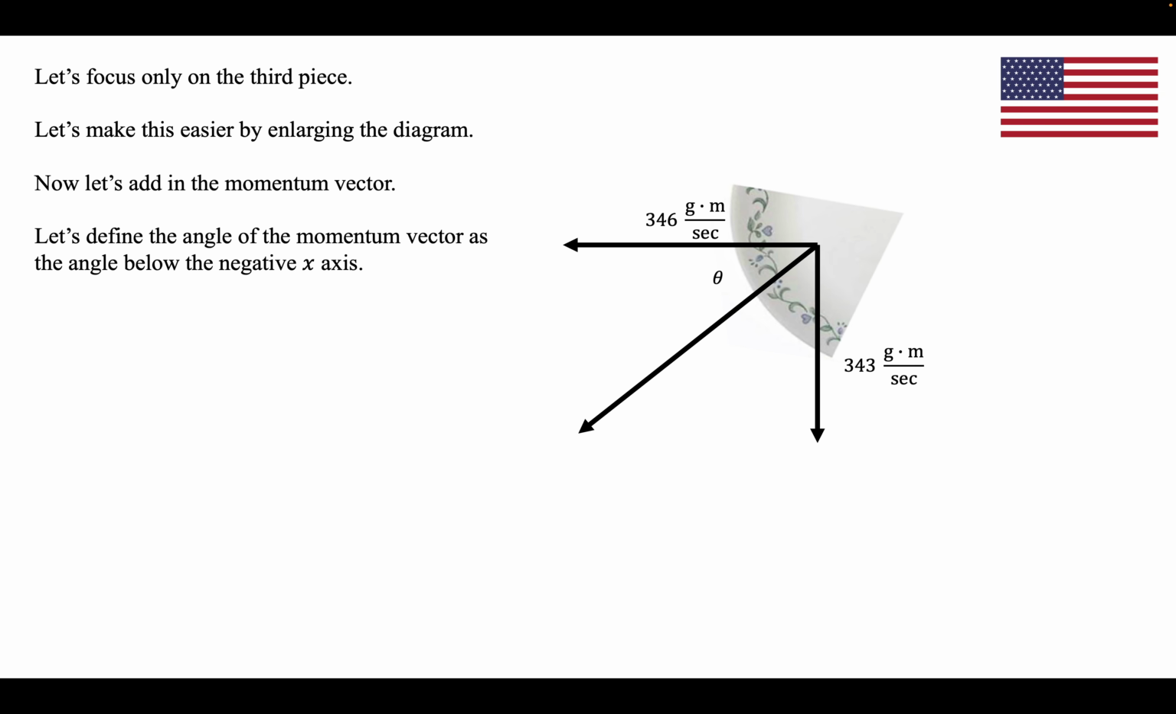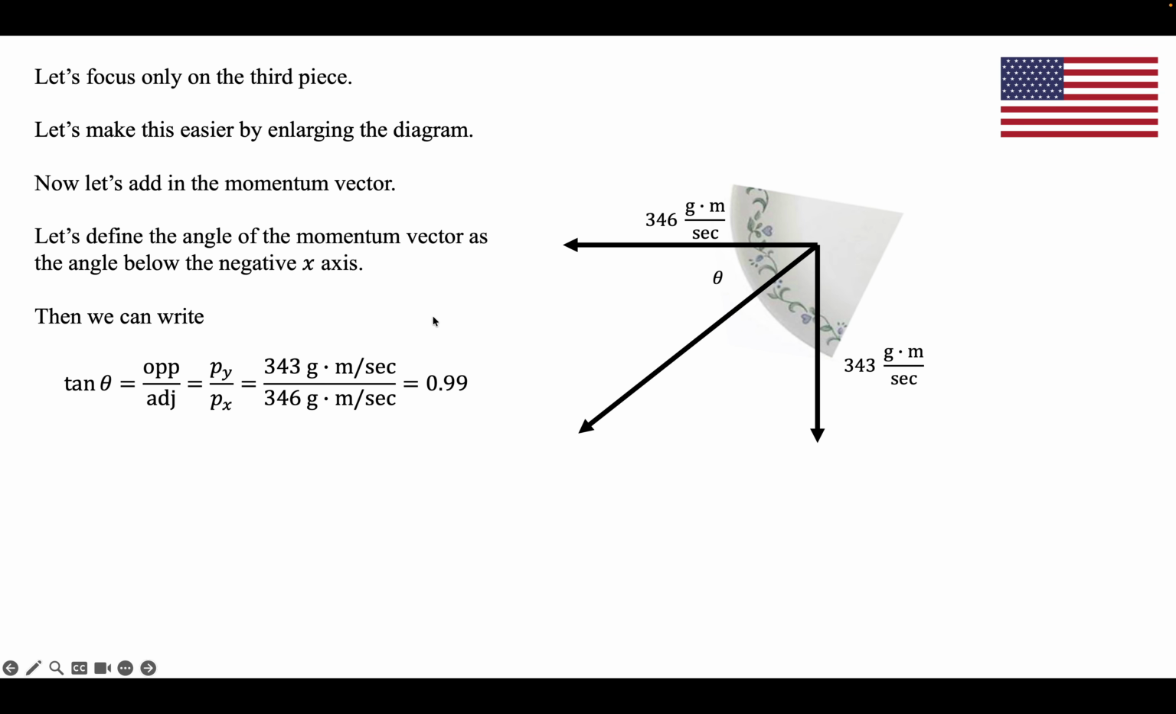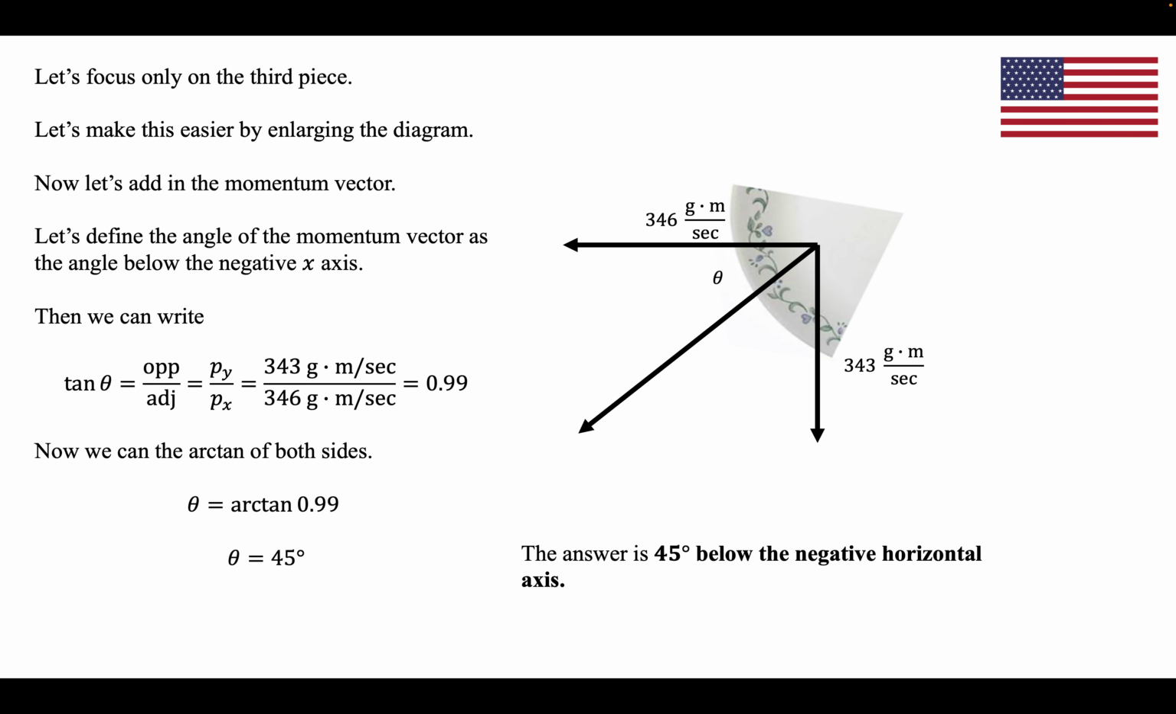And let's define the angle of the momentum vector as the angle below the negative x-axis right here, theta. That angle we're going to get. The opposite side to this angle is the 343. That's right here. The adjacent side is 346, and we can use tangent. Tangent of theta is the opposite over the adjacent, 343 over 346. That's about 0.99. Now we can take the arctangent of both sides. The angle whose tangent is 0.99 is about 45 degrees. So we have the answer. 45 degrees below the negative horizontal axis.